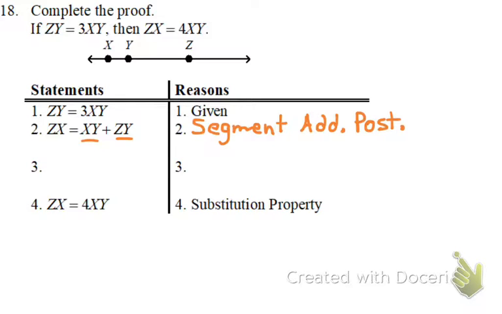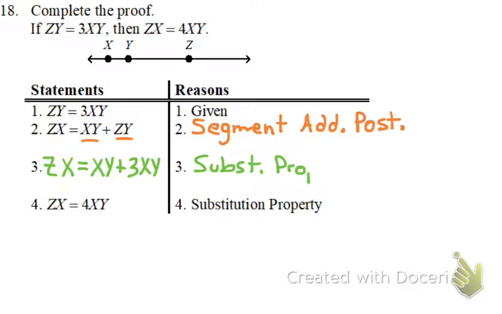And then if we substitute in, we'll have ZX equals, instead of the ZY, we can write 3XY. So we have XY plus 3XY. That's substitution property. And then when we do our calculation, 1XY plus 3XY is 4XY. That's the substitution property that allows us to replace something with what it's equal to.